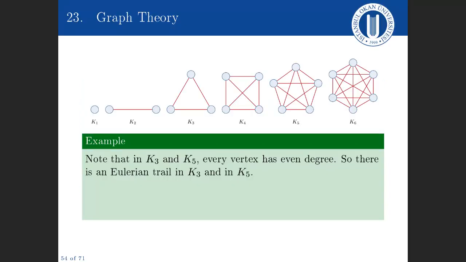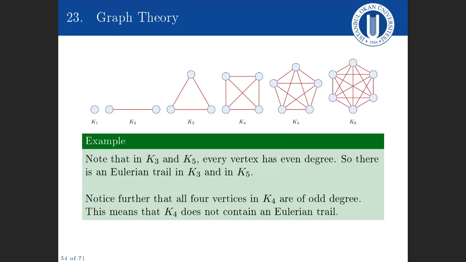For example, let's look at K3 and K5. In K3, the degree is 2, degree is 2, the degree is 2. Every vertex has even degree, because 2 is an even number, so there must exist an Eulerian trail in K3. Likewise, in K5, the degree of every vertex is 4. So there must exist an Eulerian trail in K5. But in K4, the degrees are all odd numbers. Degree is 3, the degree is 3, the degree is 3, the degree is 3. There's 4 vertices of odd degree, so there does not exist an Eulerian trail in K4.